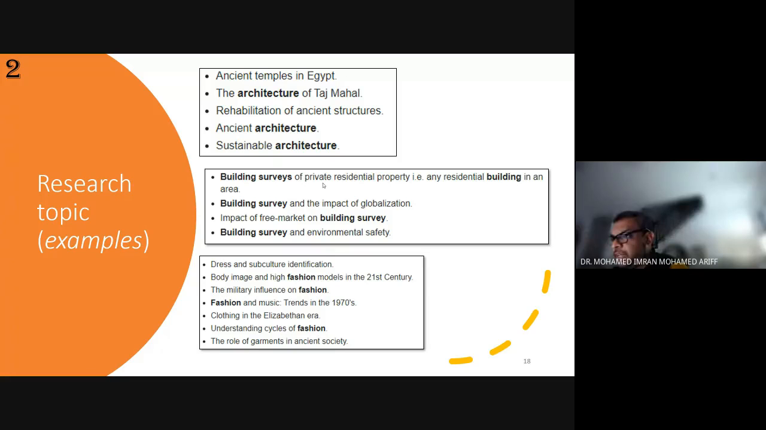Yang bawah ni fashion: the military influence on fashion. Oh, this is very interesting. How did the military influence the fashion? Clothing in Elizabethan era, understanding cycles of fashion. These are some topics of interest.